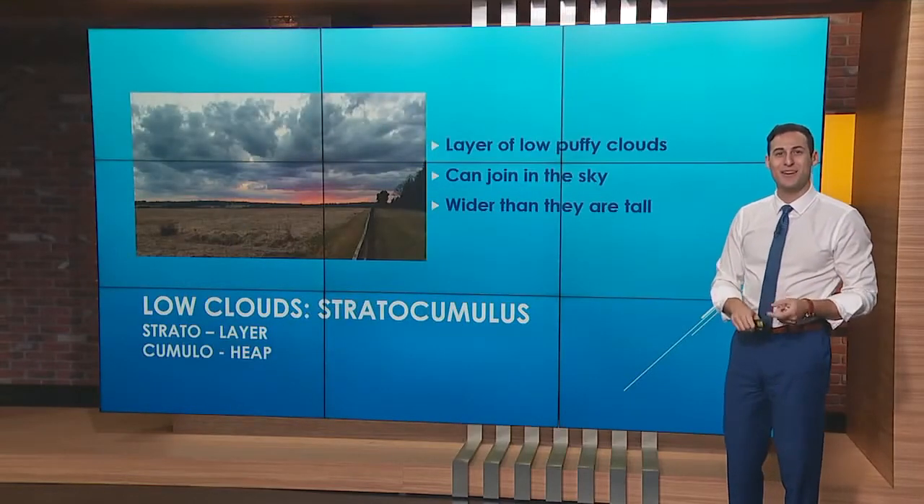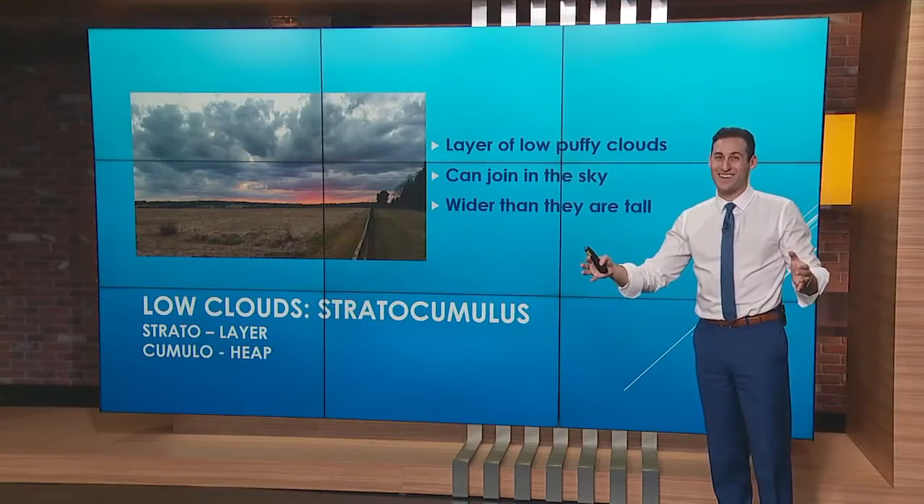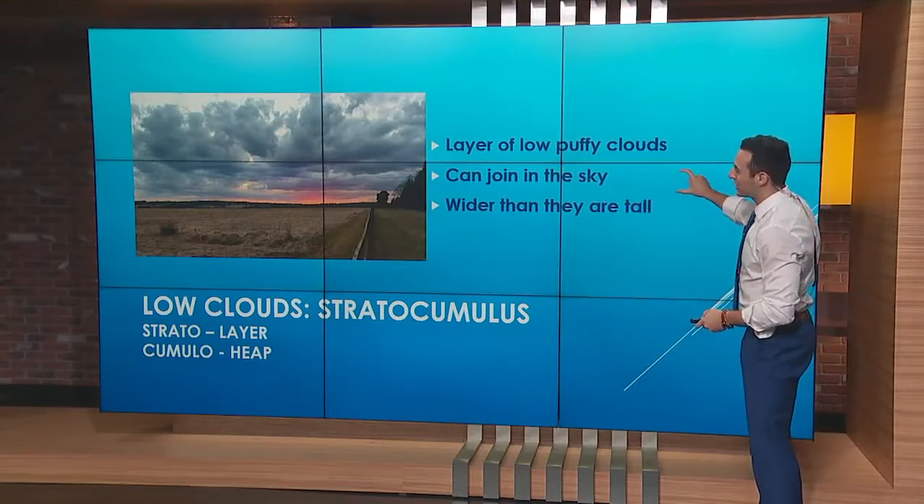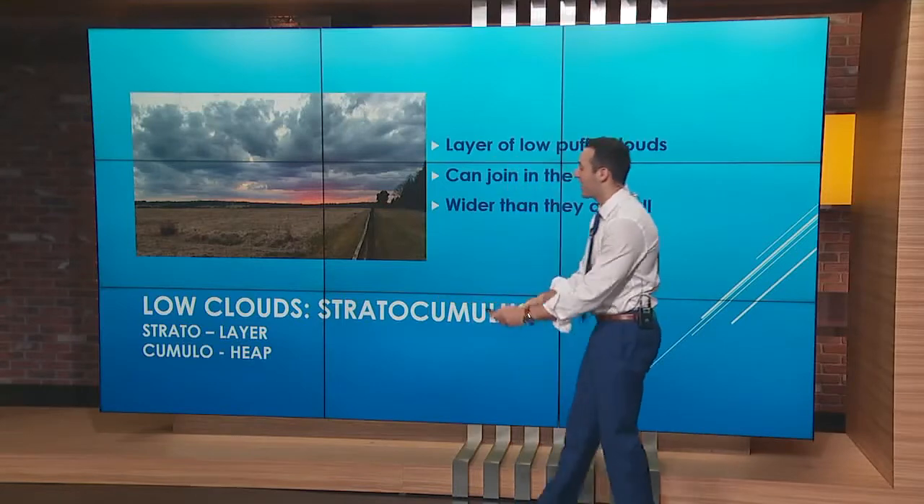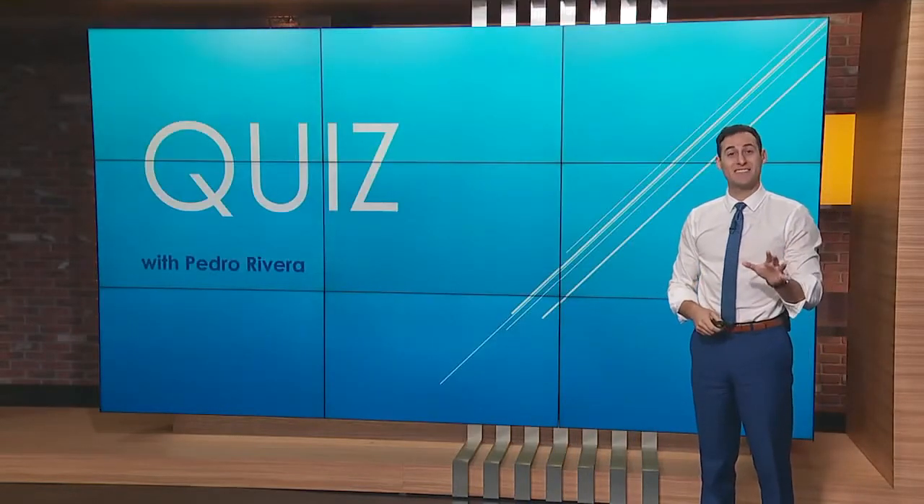I correct myself. Stratocumulus clouds. So this is a form of cumulus clouds that are wider than they are tall. So they're stretched out and they can join up, they become a layer, and that's why strato is included here, because strato means layer, cumulo means the heap. Okay, now you know the 10 basic cloud types.